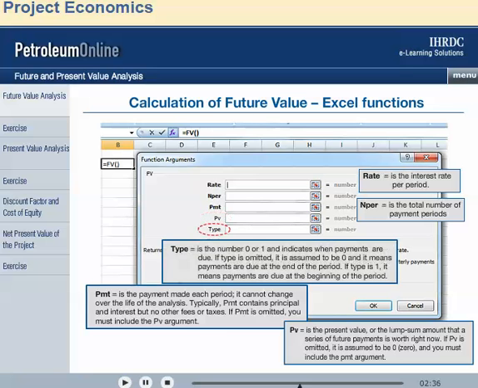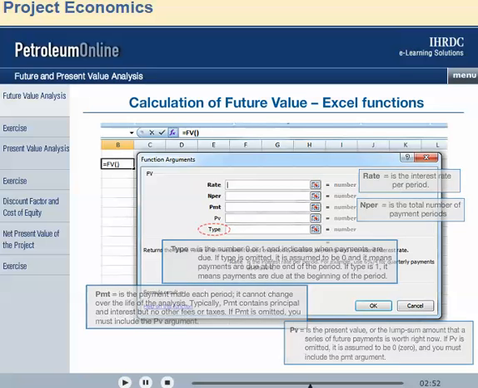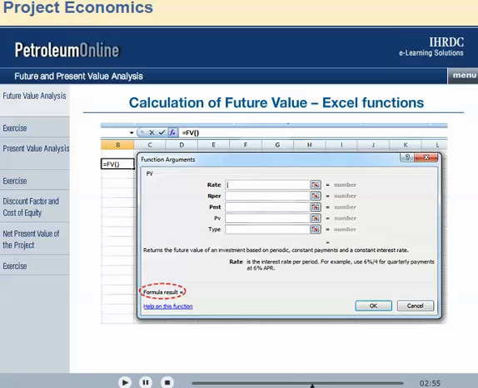Type is the number 0 or 1 and indicates when payments are due. If type was omitted, it is assumed to be 0, and it means payments are due at the end of the period. If type is 1, it means payments are due at the beginning of the period. When we enter the data, we obtain the result that appears on the formula result. Then when we click OK, we will have the result in the cell we clicked on to start with the function. If more information is needed, we just need to click on Help on this function in the same screen.